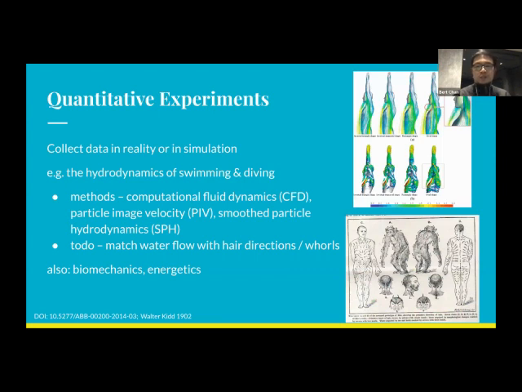Another question is, do human hair follicles actually follow the water flow? This can be verified using experiments. For example, using computational fluid dynamics, CFD, we can study the flow around a human when swimming or diving. So we know the vectors of that water flow, and we can compare them with the actual directions of human body hair follicles. So we can see how good a match there is between these two sets of vectors. In this way, we can turn a qualitative question into a quantitative one.